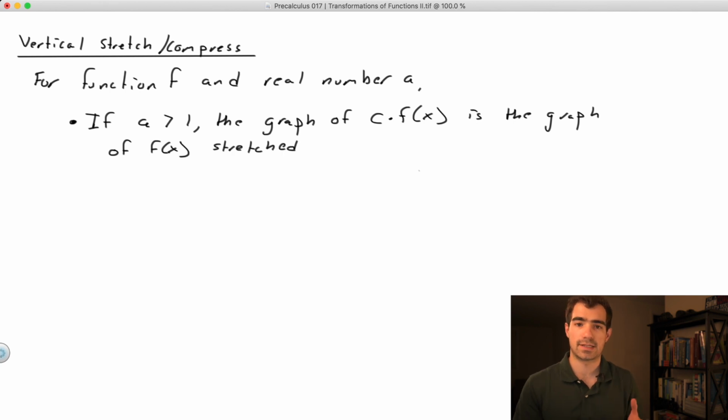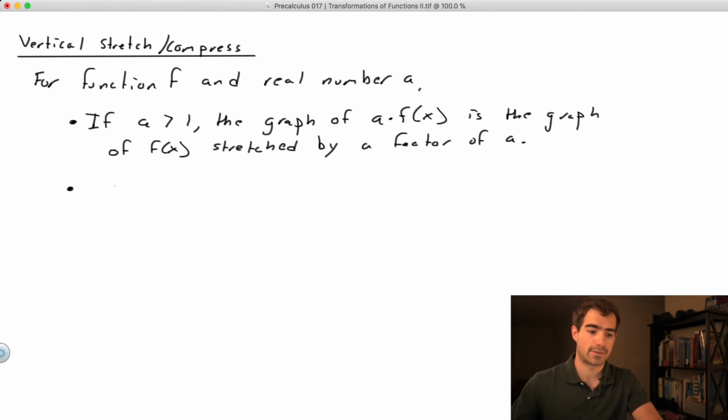And this kind of makes sense when you think about what multiplication does, right? If you multiply something by 2, it's doubling its size. So in this case, it's doubling our graph's height. So if a is greater than 1, the graph of a times f of x is the graph of f of x, but stretched by a factor of a. In other words, if we multiply it by 2, we expect to double the height. We multiply it by 3, we expect to triple the height, and so on and so forth.